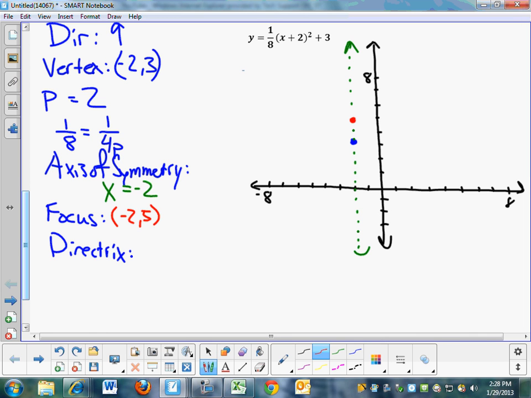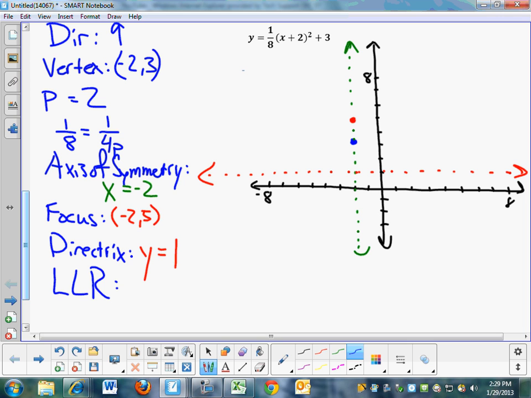Directrix, I go 2 units on the outside. 2 units on the outside would be down. So if I go down 2 units, I draw this horizontal line. What's that equation? Y equals 1.